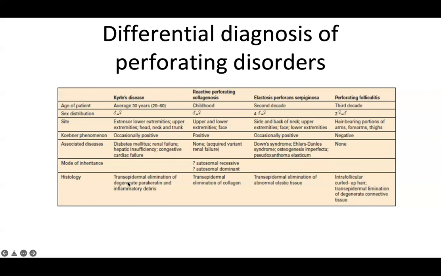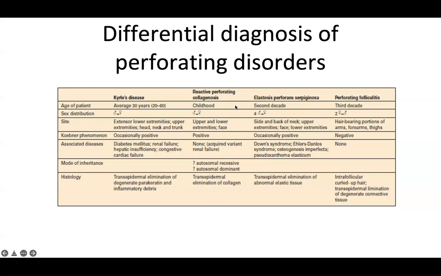Histologically, there's transepidermal elimination of degenerated perikeratin and inflammatory debris. This is elimination of debris that will often stain pink and purple. It's difficult to tell the difference between that and transepidermal elimination of collagen, which again you can see as basophilic, eosinophilic. There's a lot of cellular debris, and there's some serum-containing material in there. So it's difficult to really separate those two on histology.